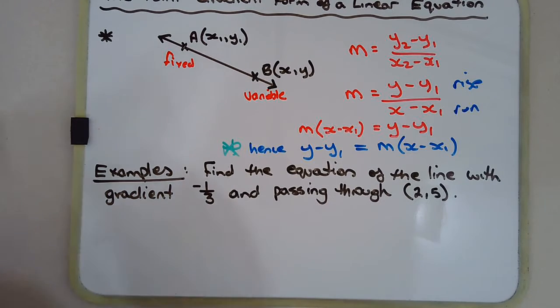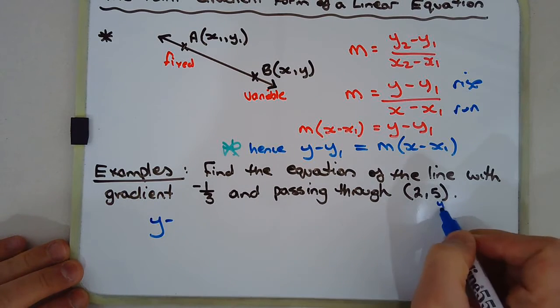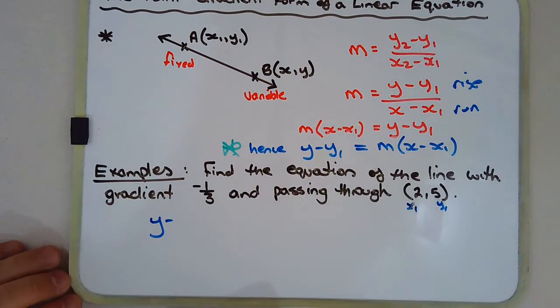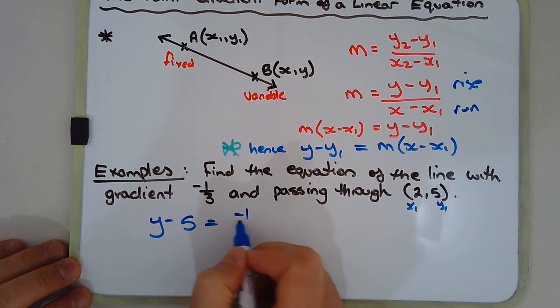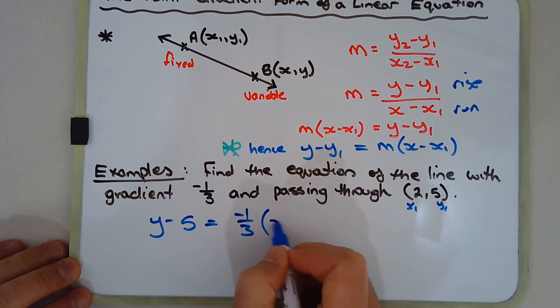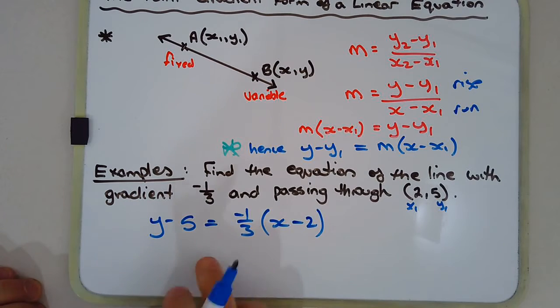So this one's very straightforward. y minus y1. This is our y1 here, and this is our x1. y minus y1 is equal to the gradient, negative 1 on 3, outside of x minus x1, which is 2. Now, that's the point gradient form.